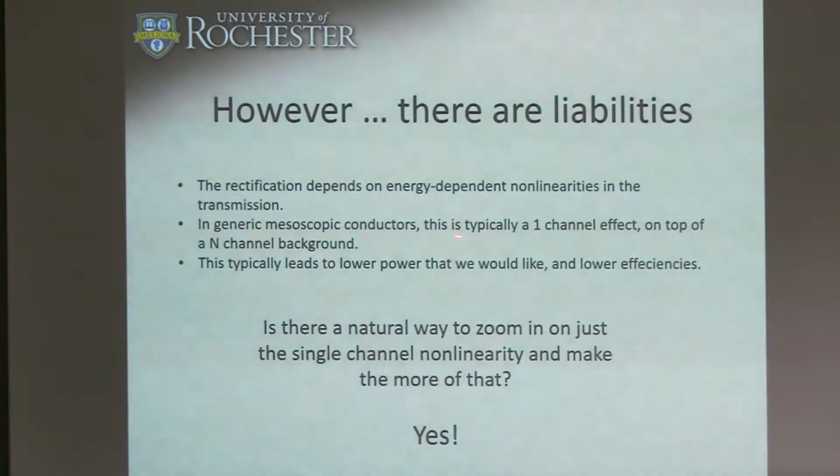In mesoscopic conductors, this is typically a one-channel effect. If I have a relatively open QPC, I already have N channels that are basically energy independent. But this is only changing one channel, so it's a relatively small effect on top of the background. It typically leads to lower power than we would like and also lower efficiency. So is there a way of making this better? Even though we can make this experimentally and do experiments on it, let's see if there is a natural way to zoom in on just one of these single channel nonlinearities and maximize that to our gain.